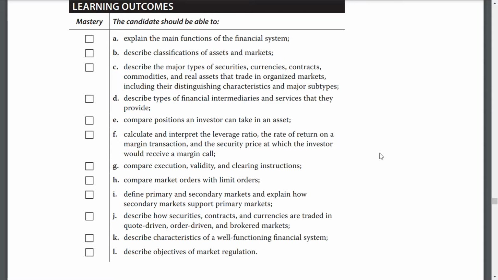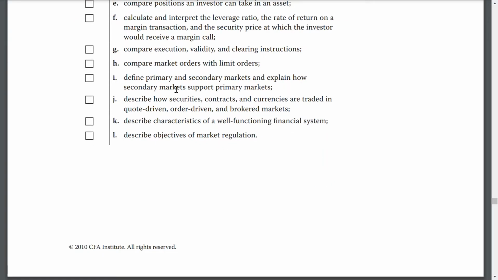Calculate and interpret the leverage ratio, the rate of return to margin transactions, and the security price at which the investor would receive a margin call. Compare market orders with limit orders. Define primary and secondary markets and explain how secondary markets support primary markets. Describe how securities, contracts, and currencies are traded in quote-driven, order-driven, and broker markets. Describe characteristics of a well-functioning financial system. Describe objectives of market regulations.